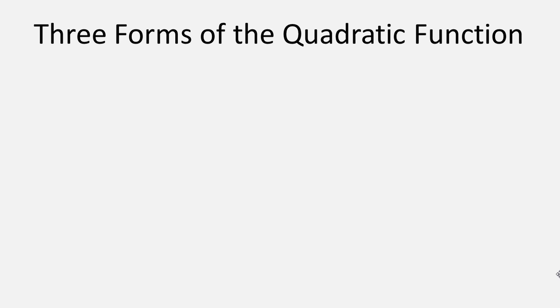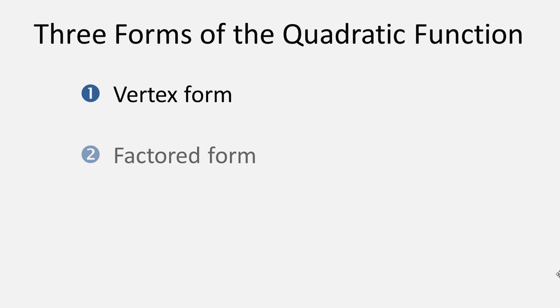There are three different forms of the quadratic function: vertex form, factored form, and general form. Each form has a use depending on the information we are given or what we want to know. Let's review the specifics of each form.